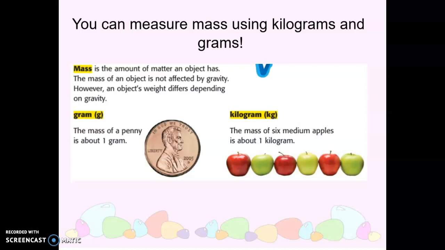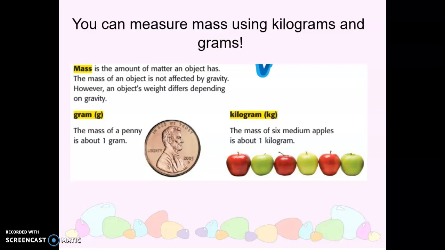Well, we are going to think about a gram as about having the same mass as a penny. I also think about it like a paper clip. So if you have a penny or a paper clip in your hand, that's about 1 gram. Very light feeling, right? And then a kilogram has the mass of about 6 medium apples. That's about 1 kilogram.